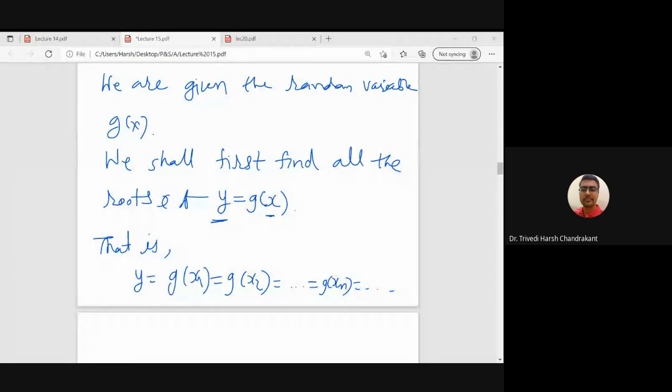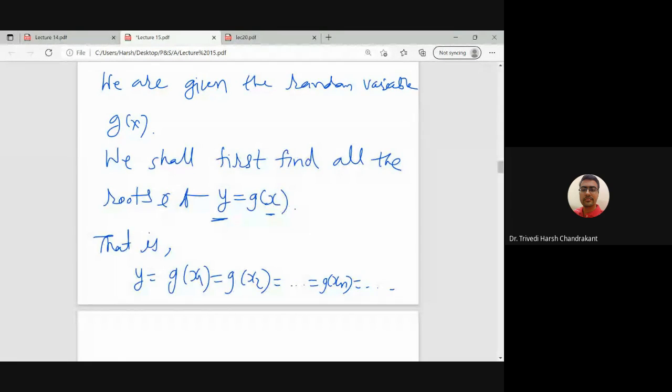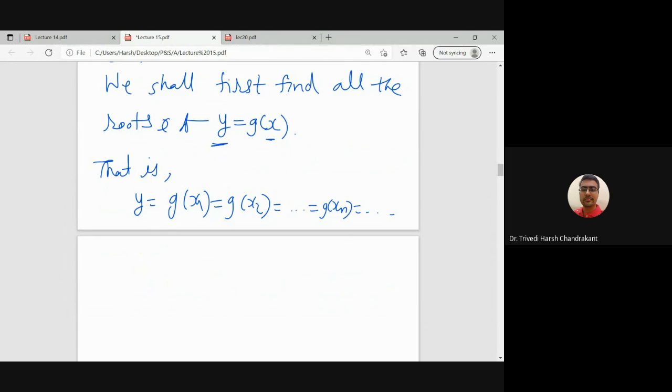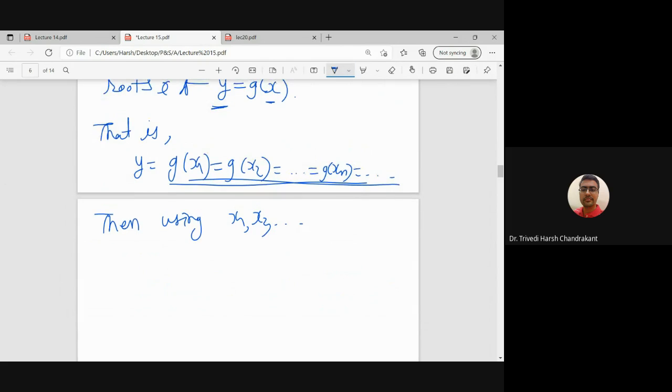Depending on whether our function is injective or not, or bijective or not, we will find either a single root or several different values of x. If the function is injective, we get a single root; otherwise we get several roots. So now we have found all the roots. These may be finitely many or infinitely many.